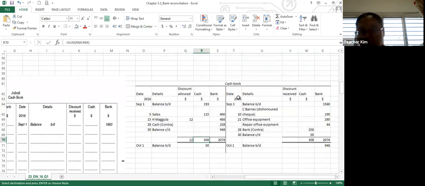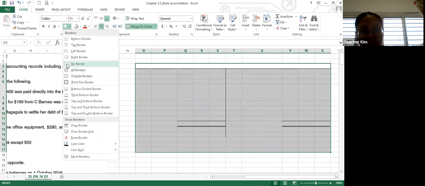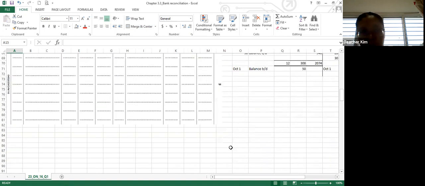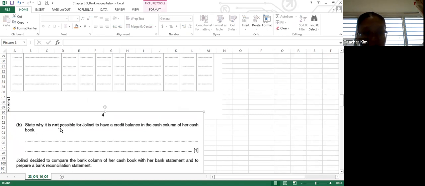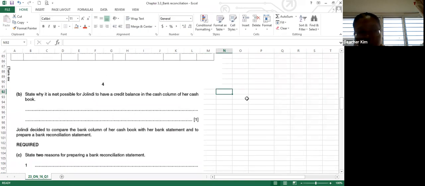Okay, we move on to the next. See what the question asks first. Part B: state why it is not possible for Jolindi to have a credit balance in the cash column of her cash book. For the cash account, we cannot have a credit balance because it's impossible to take out more than the actual cash in hand that we have. So that is the reason why it's impossible for her to have it.